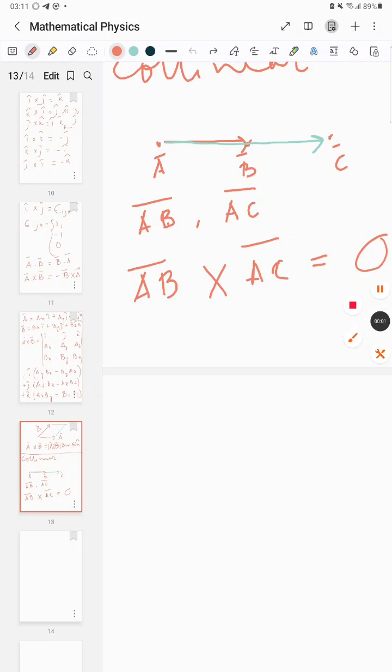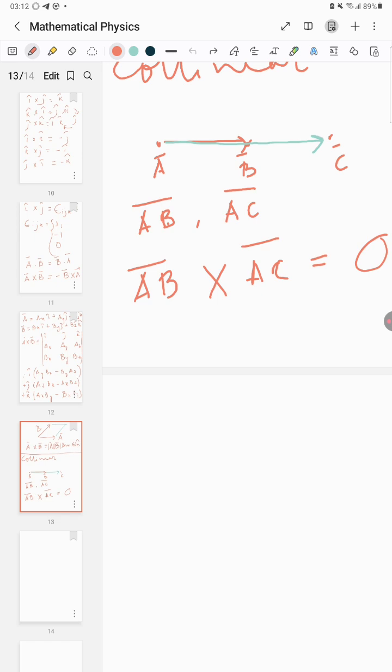Now we talk about triple scalar product. So what is triple scalar product? Triple scalar product involves three vectors and results in a scalar, that is, a number only. It has no direction. So what we do is first we do the cross product to get a vector, and then we do the dot product of that resultant vector with another vector to get a scalar.